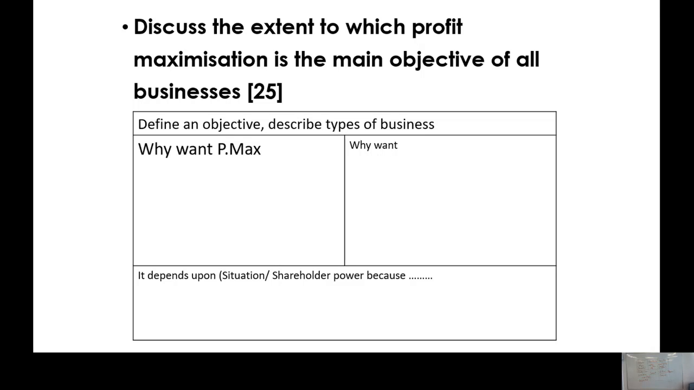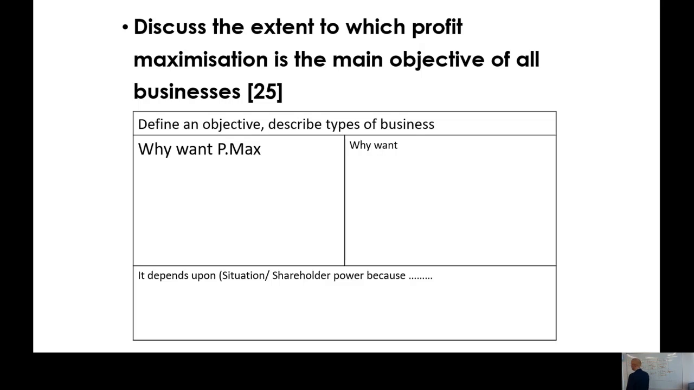So this little section is going to be around looking at this exam question. This is the one that we looked at last week. Discuss the extent to which profit maximisation is the main objective of all businesses. And we said that it would be a definition. A good answer starts off with a definition and an application to a specific type of business.